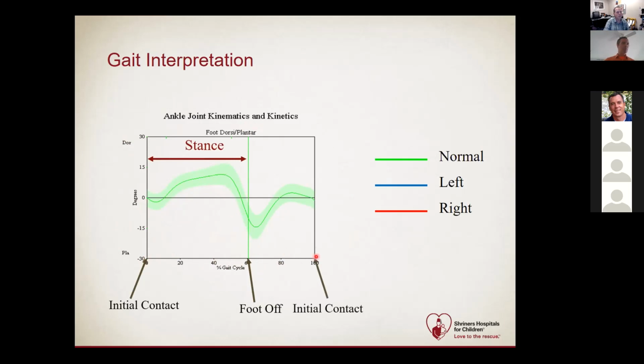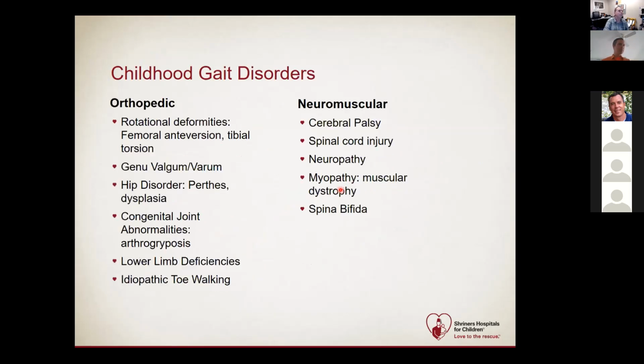And then between foot off and the next initial contact, that is swing phase. All our graphs will typically be reported as green and normal, as shown here. This is a normal band, 1 standard deviation. Left in blue and right in red, unless otherwise noted. Sometimes we do pre-op and left and post-op and right.